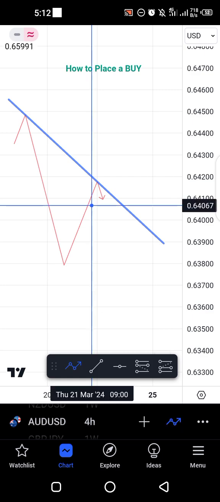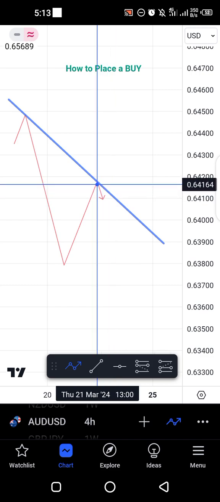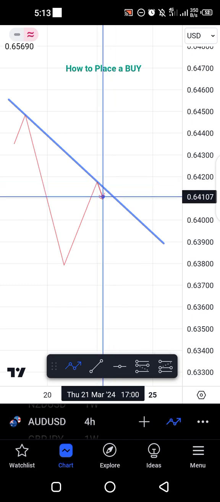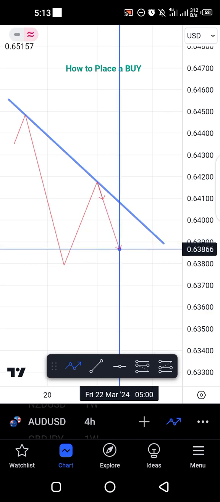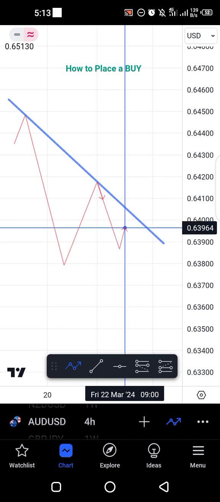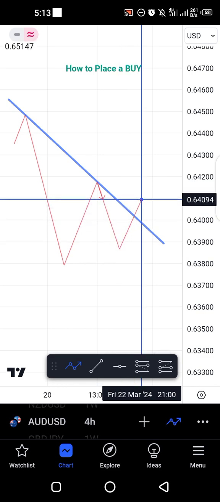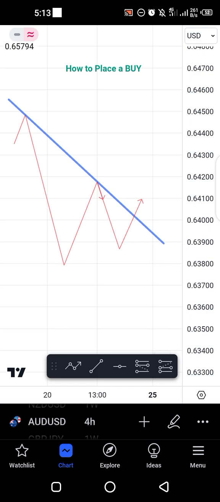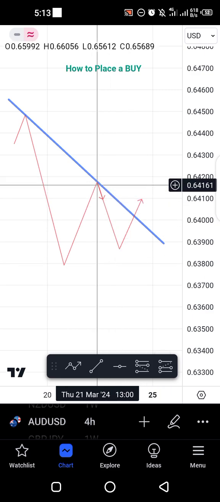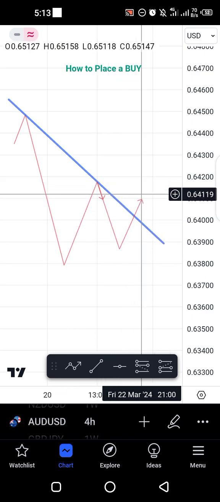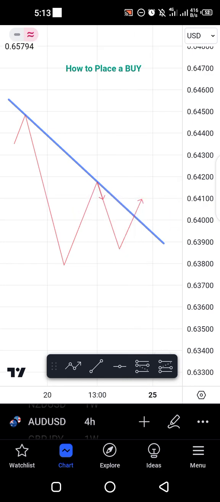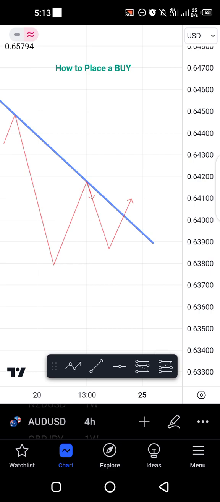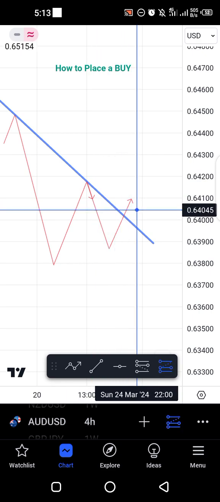Either from here the market continues to make a higher low and break out. Okay, so the market can come here, make a higher low and break out, in which case you want to enter a buy from here. You enter a buy immediately.